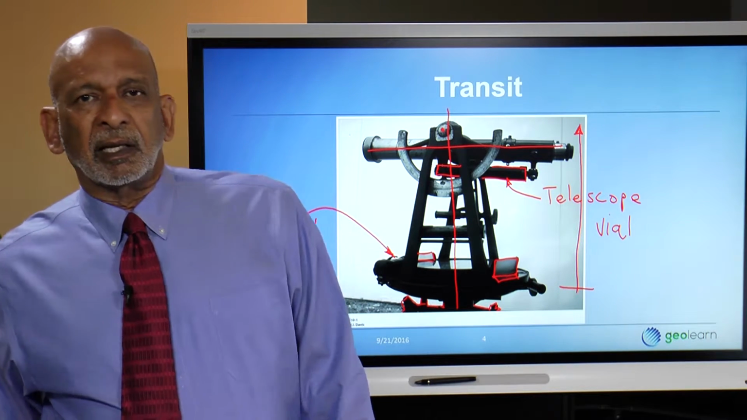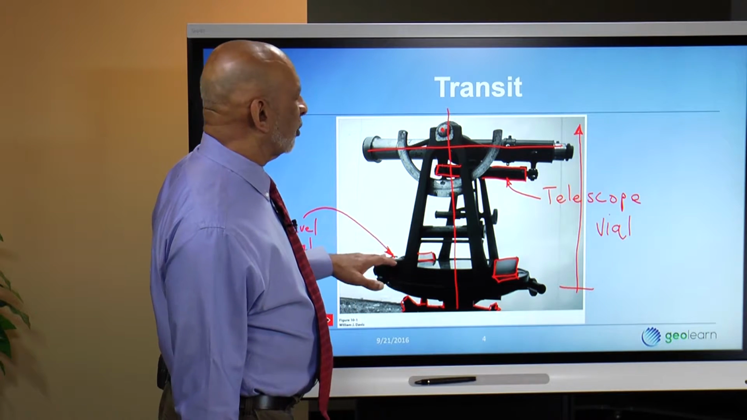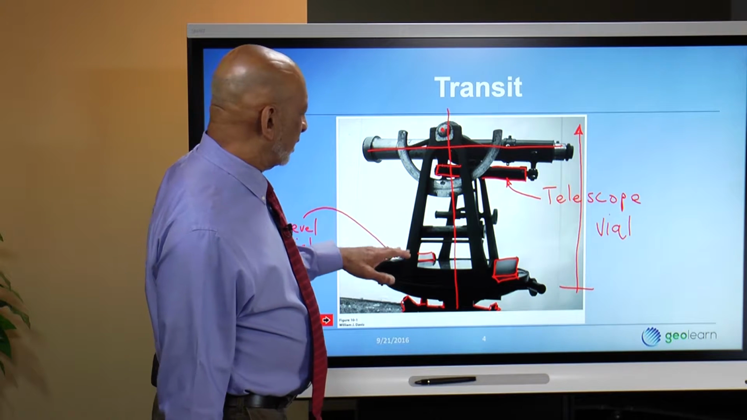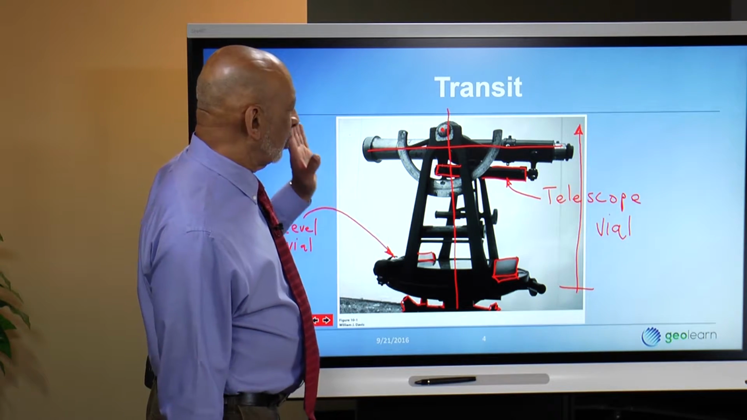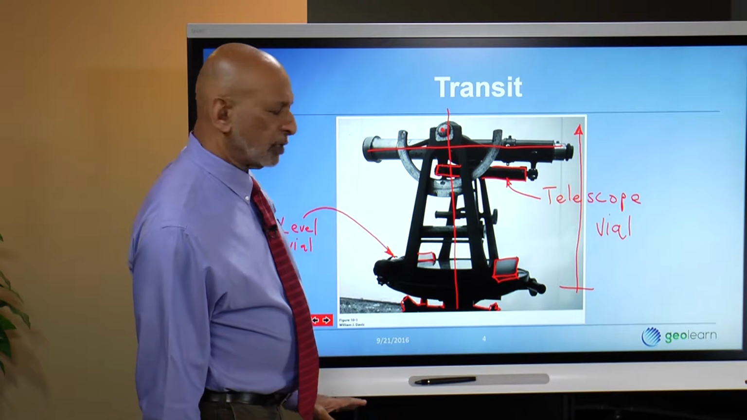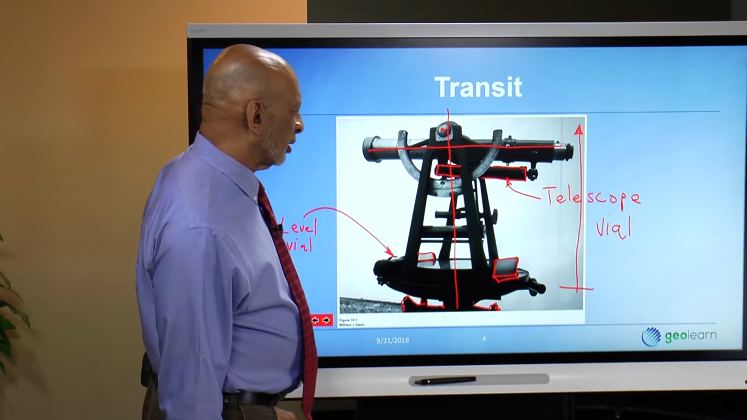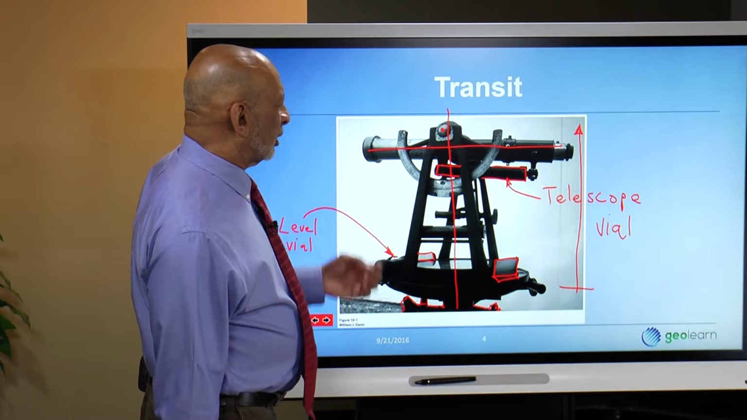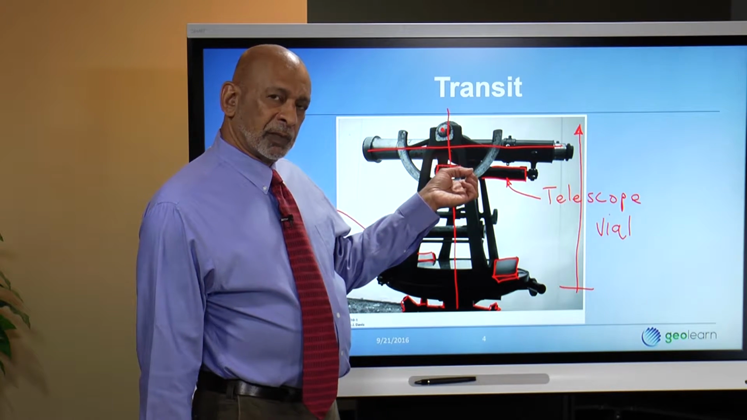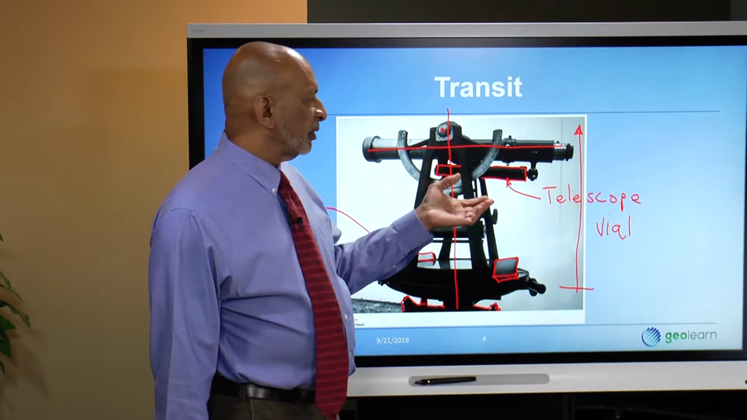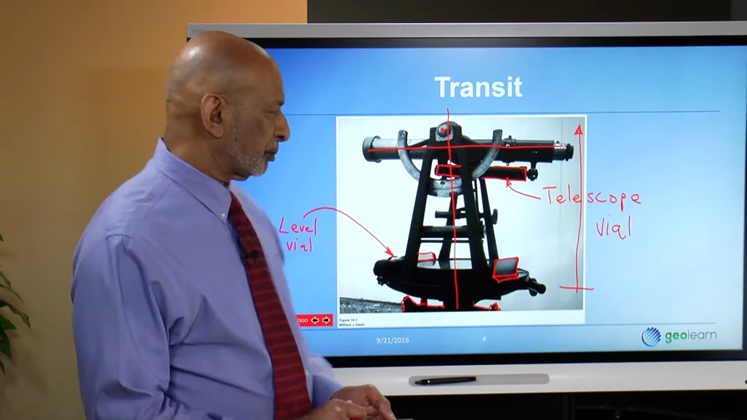And so basically, the plate vial is designed to be of sufficient accuracy or sensitivity to allow you to align the vertical axis of the instrument with the direction of gravity, such that you will not have significant errors in your horizontal angle measurements. But it turns out that's not enough for very accurate vertical measurements, angles in the vertical plane. And so the telescope vial was added for that reason.